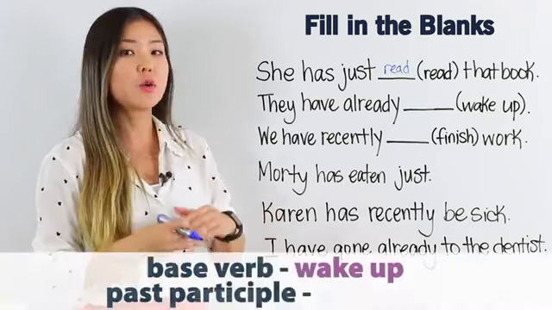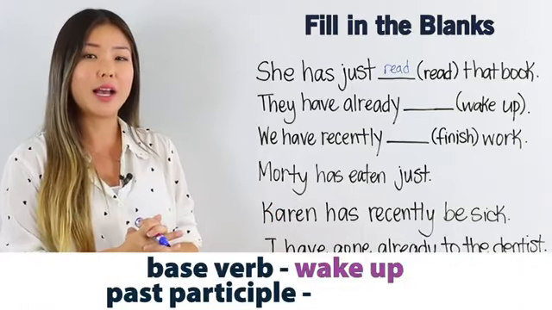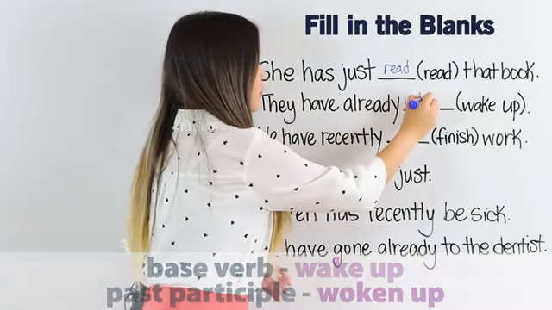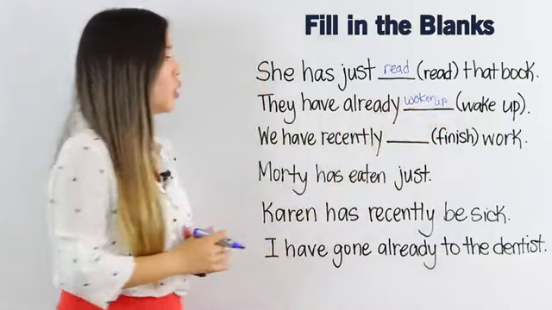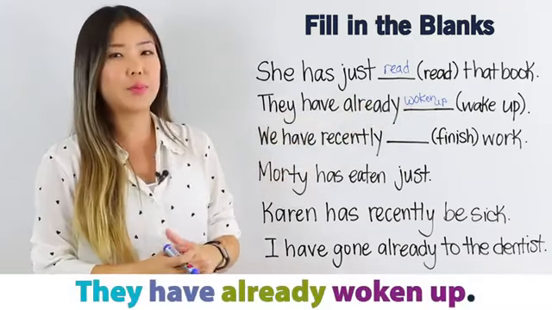Now the verb is wake up. We need the past participle of wake up, and that is woken up. So the answer is they have already woken up.